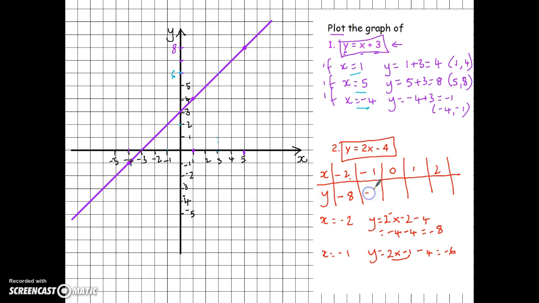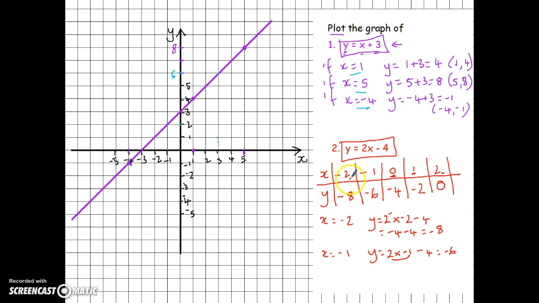So I have minus 6 on here. And we keep going. 2 lots of 0, well that's 0. Take away the 4, minus 4. 2 lots of 1 is 2. Take away the 4, I'm at minus 2. 2 lots of 2 is 4. Take away 4, I get 0. I could keep going, but these are going to be enough points for me to put on.